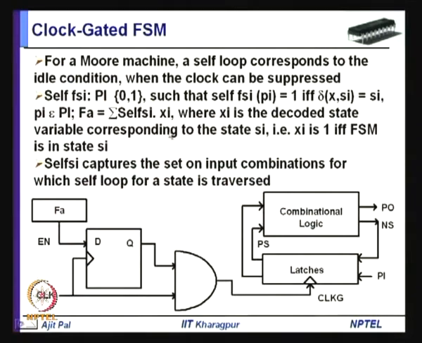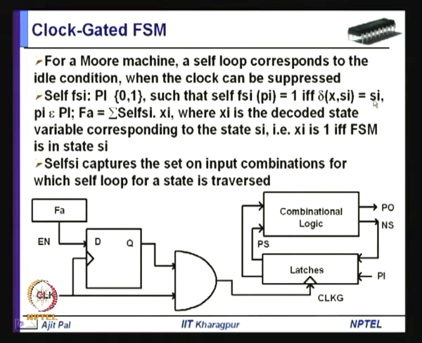Now, I shall consider a specific case of a Moore machine. For a Moore machine, a self loop corresponds to the idle condition when the clock can be suppressed. So, a self loop like the one that I have shown can be detected, and in that case the clock can be suppressed. So, here the self loop Self_FSI is when the primary input can be 0 or 1, such that Self_FSI(PI) is equal to 1 if and only if delta(x, S_I) is equal to S_I.